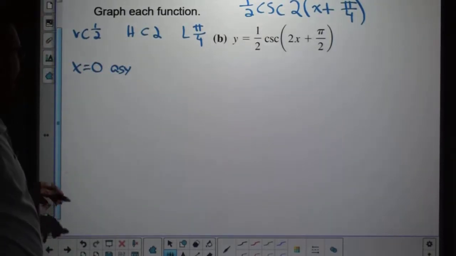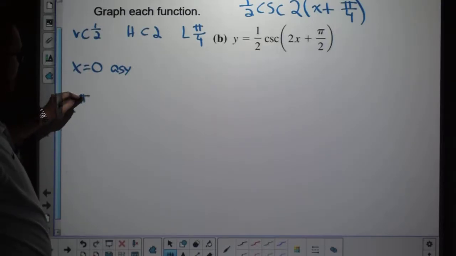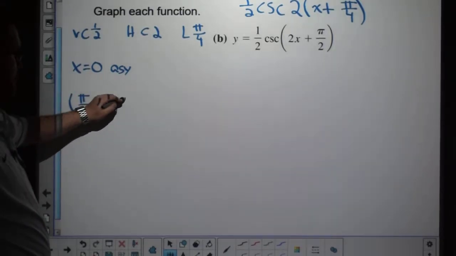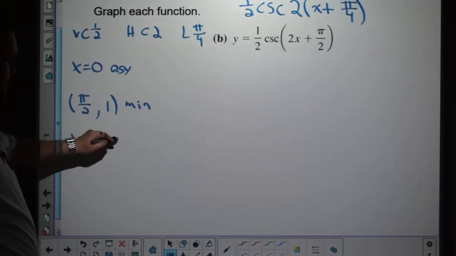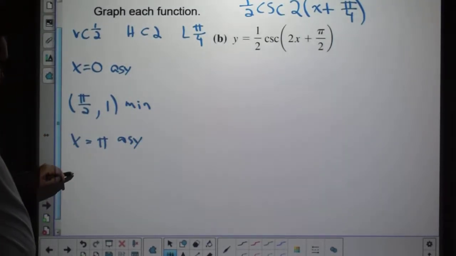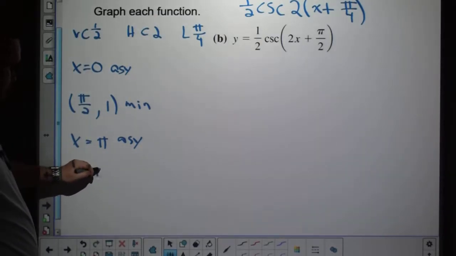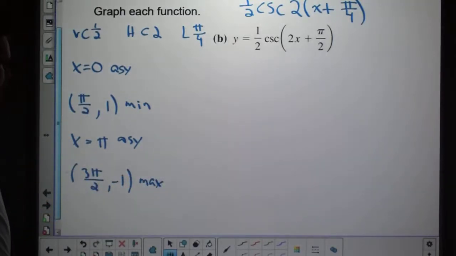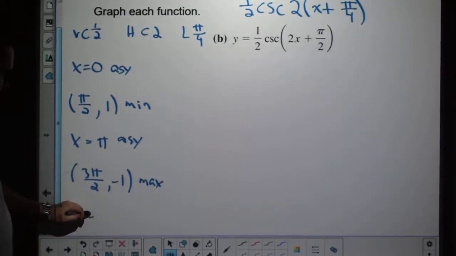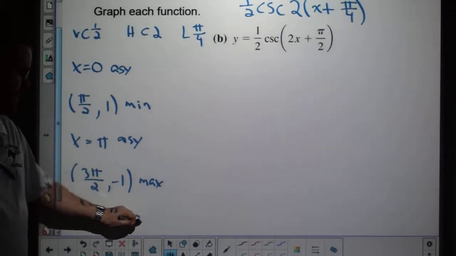And then at the point pi over 2, comma 1, there was a min. And then when x got to pi, there was an asymptote. And then 3 pi over 2, comma negative 1 was a max. And then x equals 2 pi was an asymptote.